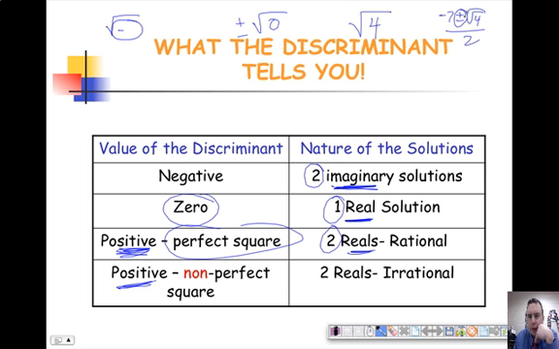And since it's square root of 4, that means there's no more root, right? Square root of 4 is 2. So negative 7 plus 2 over 2, negative 7 minus 2 over 2. So they're going to be rational answers, not irrational, because the root is gone, right?